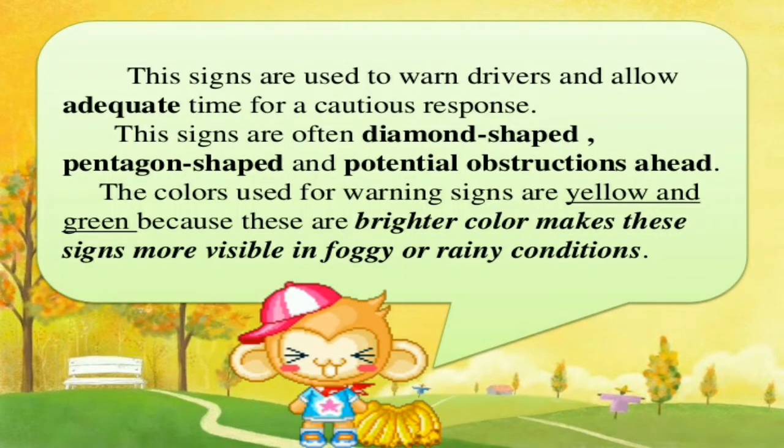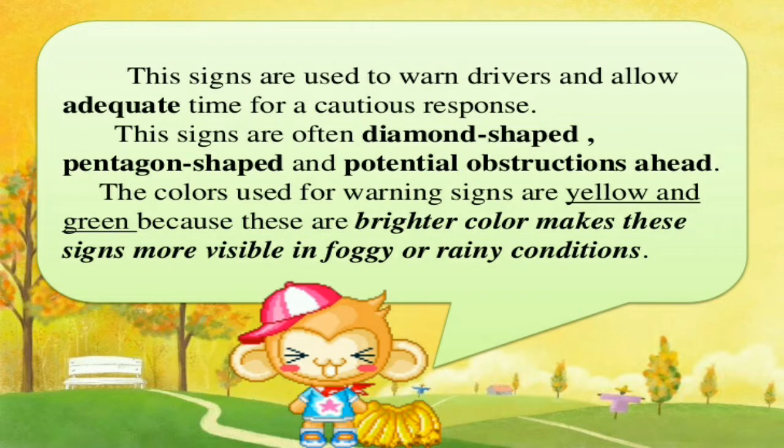These signs are used to warn drivers and allow accurate time for a cautious response. These signs are often diamond shaped or pentagon shaped, warning of potential obstructions ahead. The colors used for warning signs are yellow and green, and because these are brighter colors, they make the signs more visible in foggy or rainy conditions.